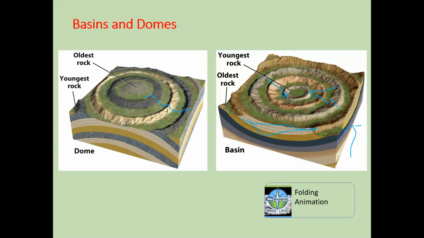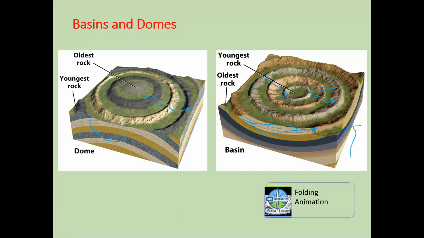In a dome, the oldest rocks are in the middle of the dome. See what's happened here? You have erosion that's taken place, and the older rocks are getting exposed in the middle of the dome. So if you have your geology map and the oldest rocks are in the center, then that's a dome.